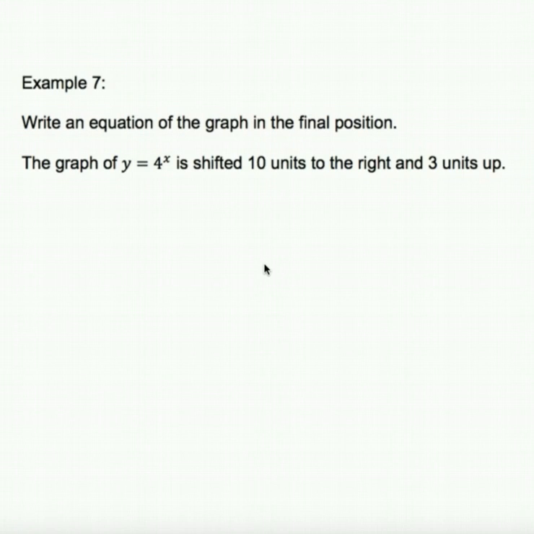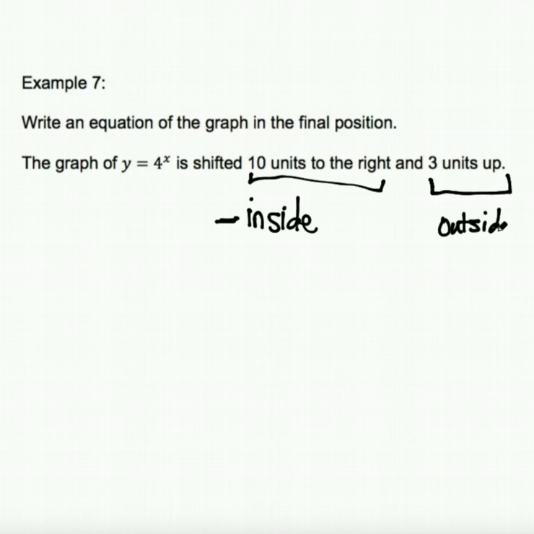For example 7, it says write the equation of the graph in the final position. So we're taking this graph, y equals 4 to the x, and we're putting the transformations into the equation. So it says we're shifted 10 units to the right. 10 units to the right is what's happening inside. If it's going to the right, we know that it's going to be a minus on the inside. And 3 units up, we know that that's going to be on the outside. And in order to make the function go up, you have to add on the outside.